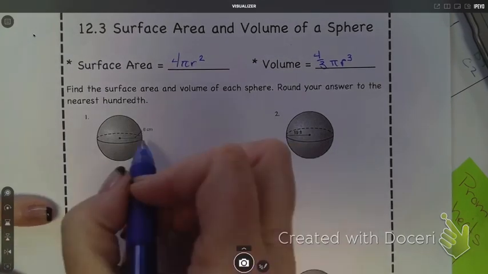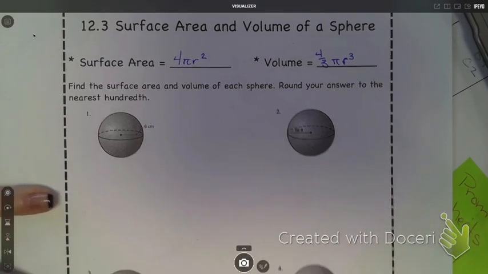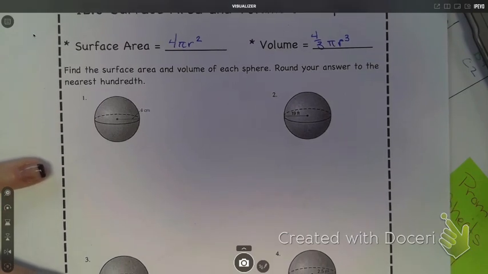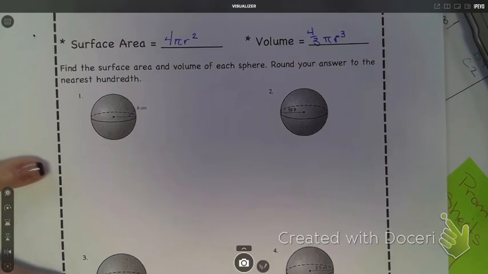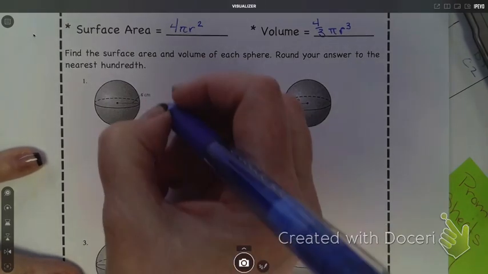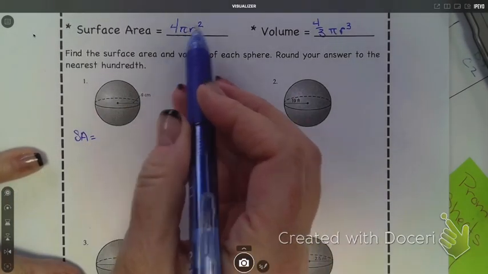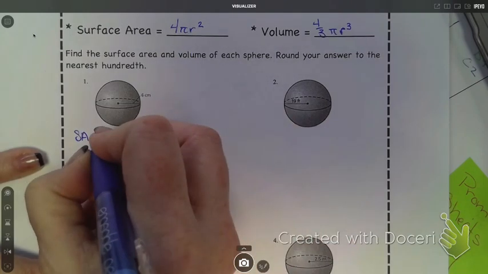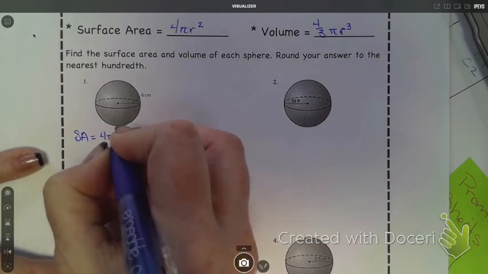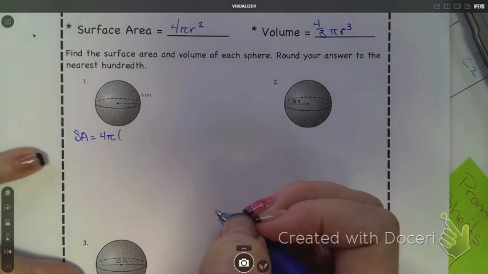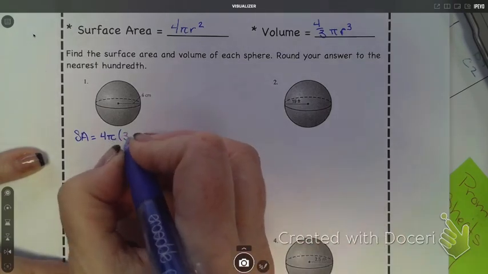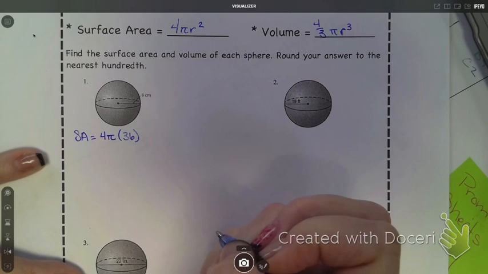Okay, so we're going to do surface area and volume. We have 4 problems, and that's all we got. You want to do volume or surface area first? Surface area. Okay, so surface area, the formula is 4 pi r squared. So 4 pi, and what's r? 6. And squared is 36.